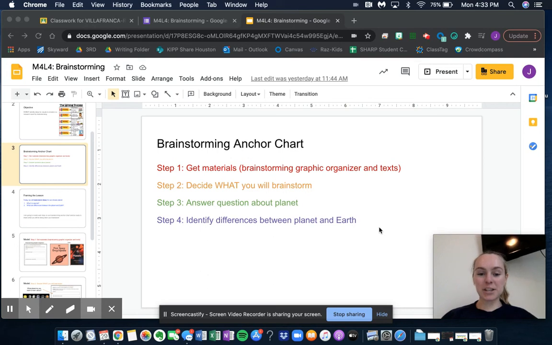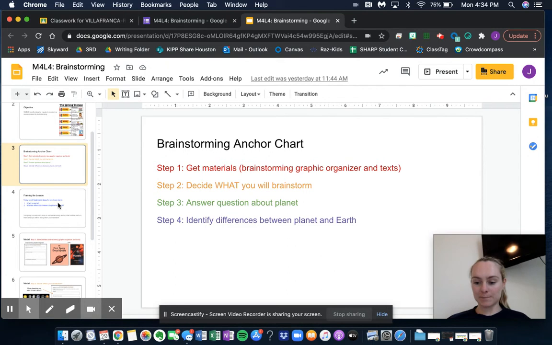Friends, welcome back. I'm going to go ahead and model our 4 steps for our brainstorming. Remember, step 1 was to get our materials. Step 2, to decide what you wanted to brainstorm. Step 3 is to answer the question about the planet. And then step 4 is to identify the differences between the planet and the Earth.